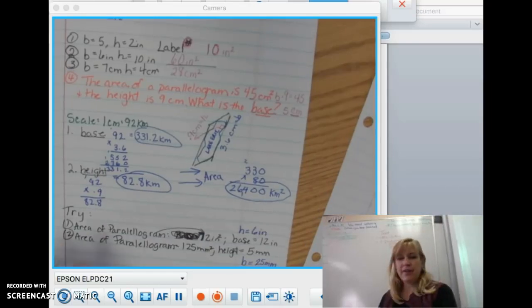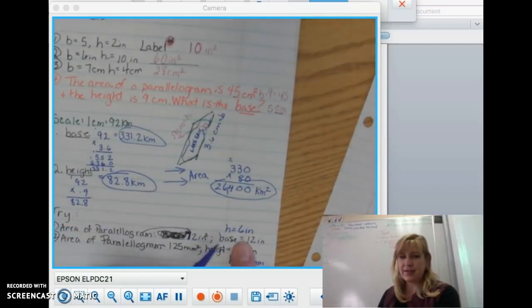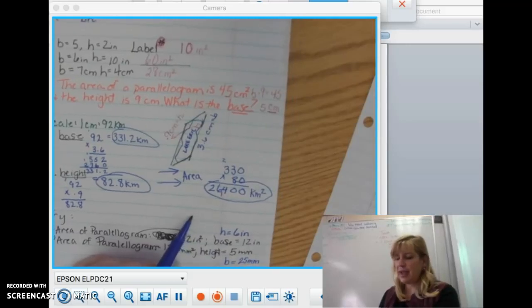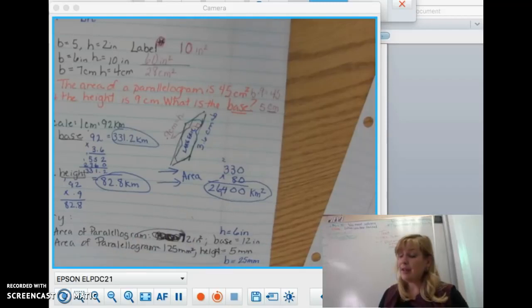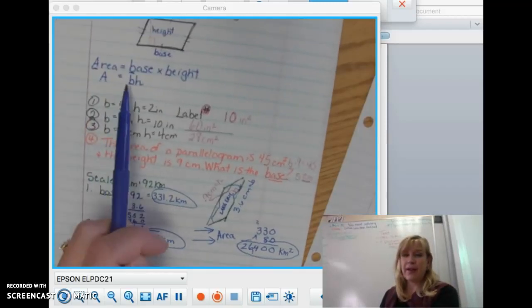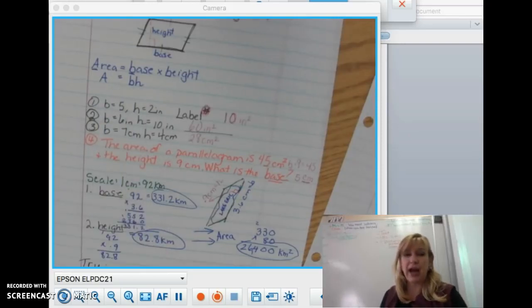Okay, so the solutions are right here. The height of that first parallelogram is 6 inches. And then the base of the second parallelogram is 25 millimeters. Again, if you just use this formula, plug in what you do know and you leave that unknown out, that is your X or your unknown, you should be just fine reasoning through these.